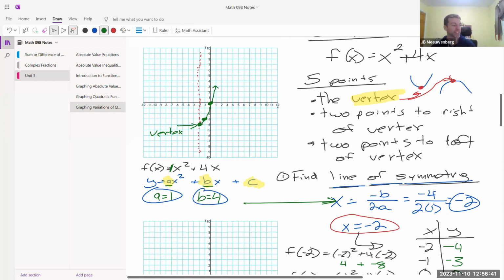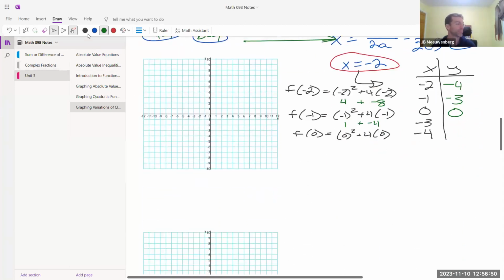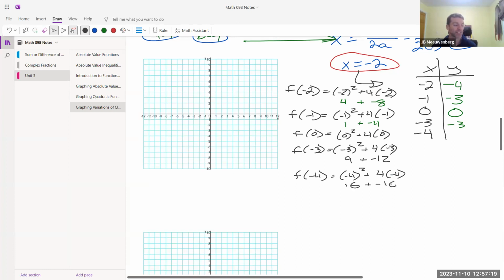Well, because we already found the line of symmetry, we know that this left side is going to look exactly the same over here. But let's just confirm that by doing the calculations and finding what those other points would be. So -3 and -4. F of -3 is -3 squared plus 4 times -3. It's going to be 9 plus -12, and that is going to be -3, just like this one. And then the other one is f of -4, which is -4 squared plus 4 times -4, 16 plus -16. You got it. It's 0, same as here.